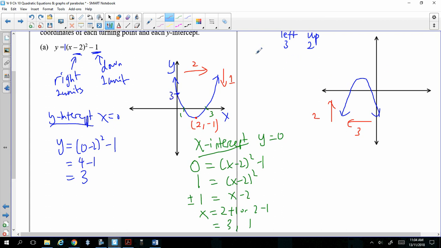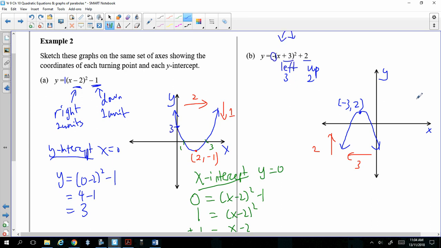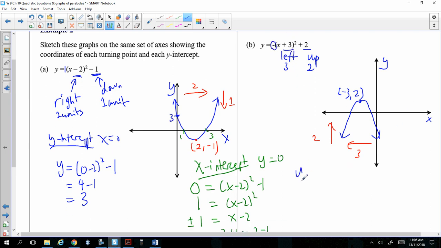So if you go left 3, up 2, the vertex will be negative 3, 2. Does that make sense? How we got the vertex? Because you go left from the origin 3 steps, go up 2 steps, you end up with this location. Now once we do that, we're going to find the y-intercept. To find the y-intercept, we're going to put x equal to 0 and put y equal to negative 0 plus 3 squared plus 2. Square the 3, you get 9. That's negative 7. So cross that negative 7.